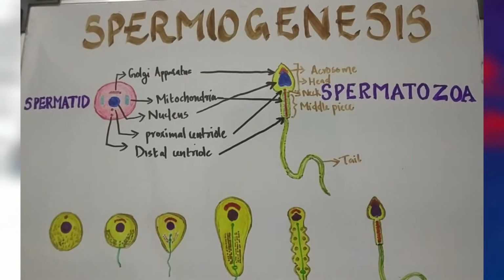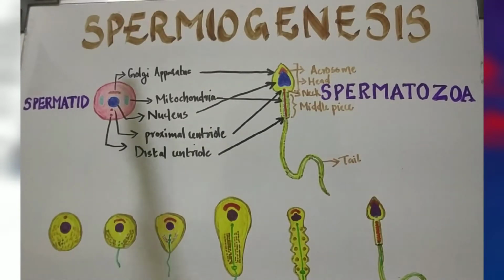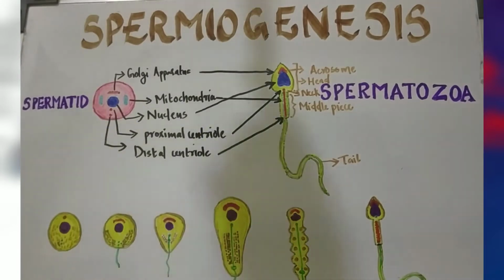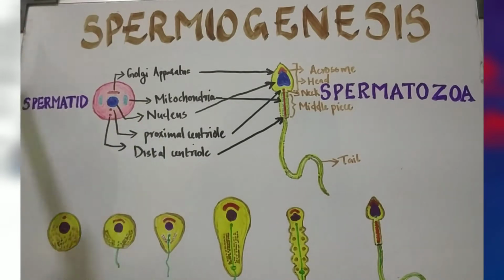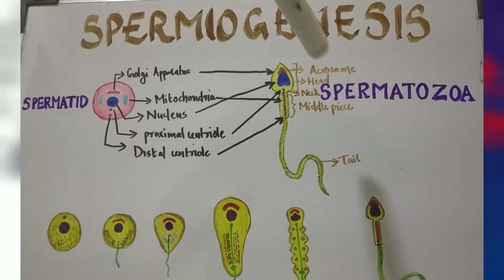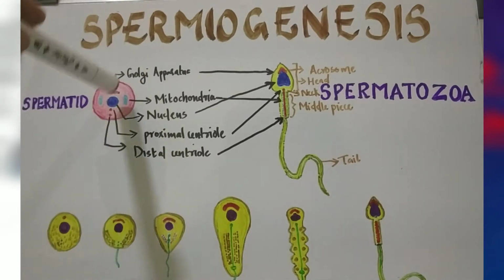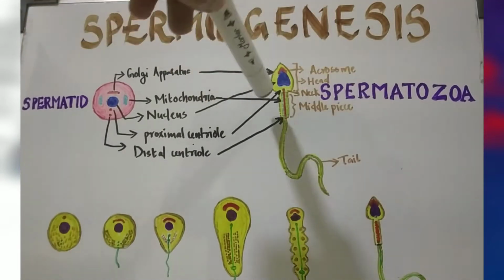So the first topic of discussion is spermiogenesis. So what is spermiogenesis? We have already discussed spermatogenesis. Spermiogenesis is the third stage of spermatogenesis, and it is a metamorphosis of spermatid to form spermatozoa. Here certain changes occur in the spermatid to form spermatozoa.